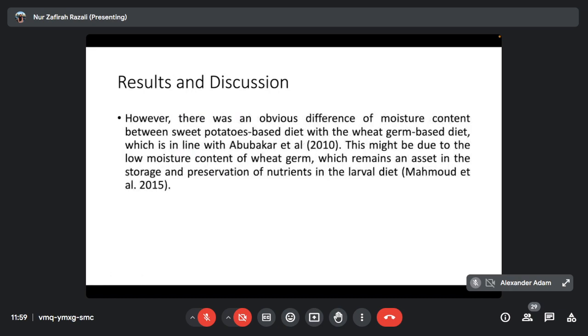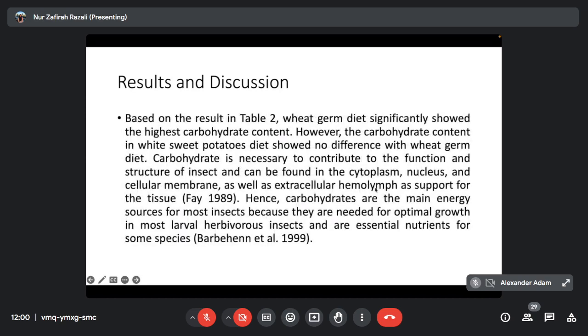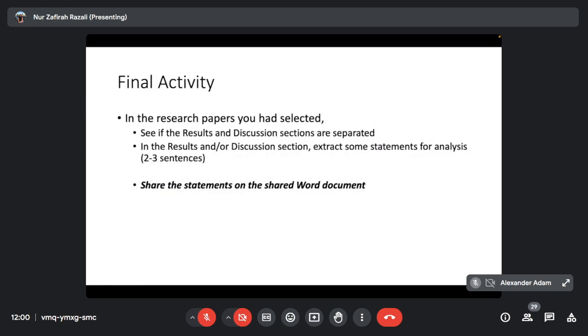Okay, the same goes for this one. This is an example, yeah. However, there was an obvious difference of moisture content between sweet potatoes based diet with a lithium based diet, which is in line with Abu Bakr et al. 2010. So it's the same thing. Okay, you are circling back to the literature review. This might be due to the low moisture content of the germ, which remains an asset in the storage and preservation of nutrients in the larval diet. Alright, it's the same thing here.